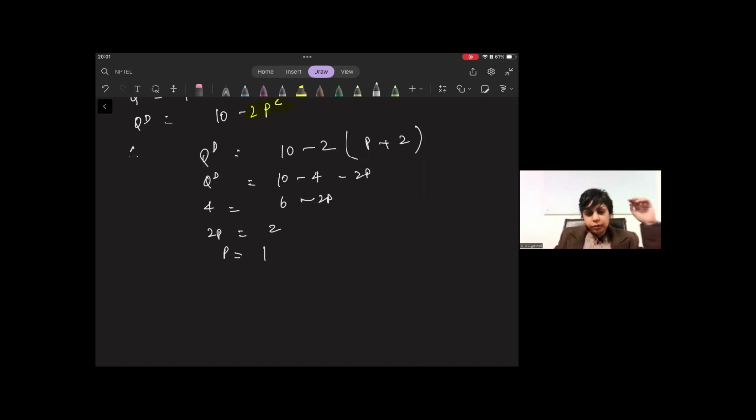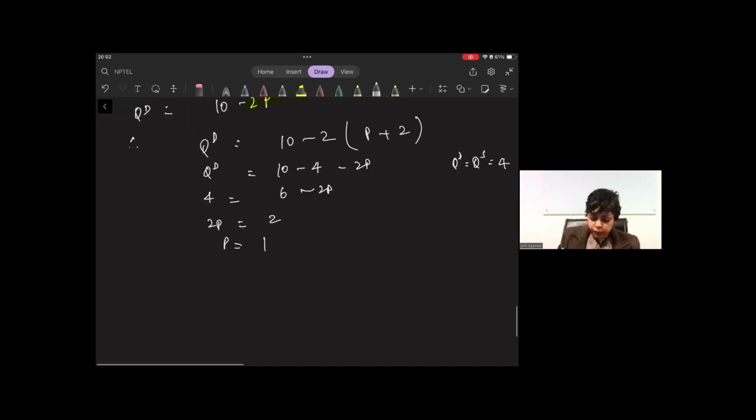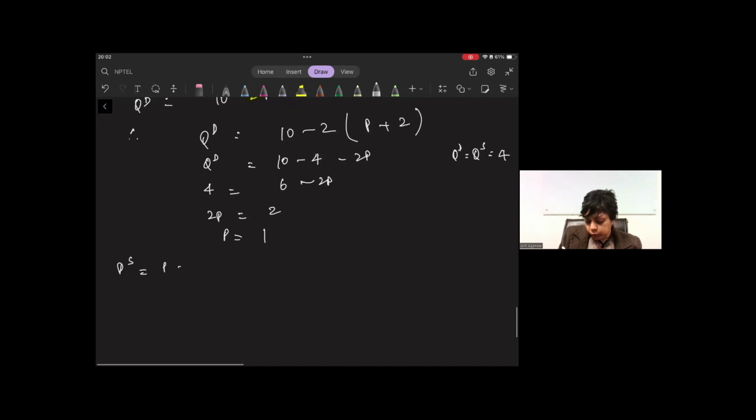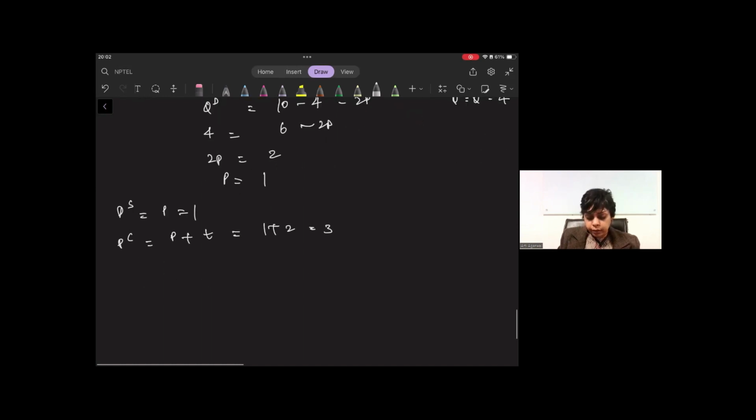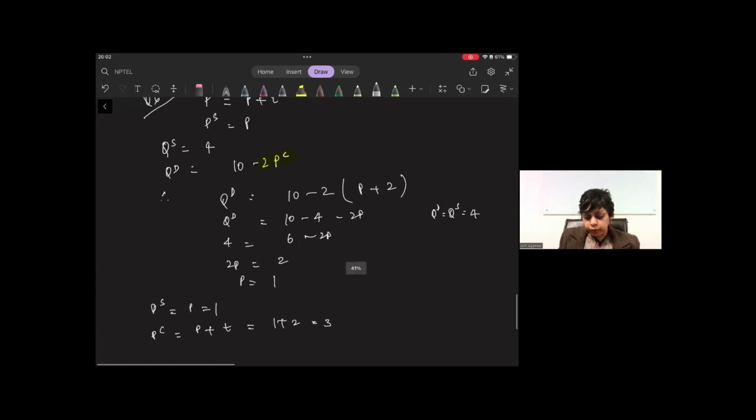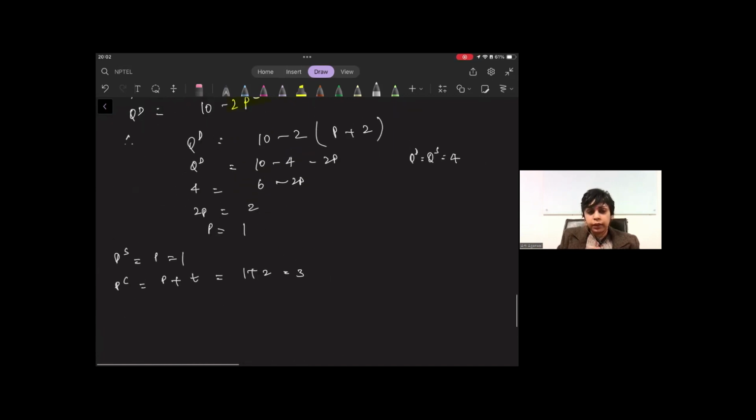Just follow what's on the screen now. You take QD equal to QS, which is 4. You plug in the values: QD is equal to 4, and from this equation, 10 minus 4 is 6 minus 2p. You get the answer p equal to 1. So the price which the supplier gets is p, equal to 1. The price paid by the consumer is p plus 2, so 1 plus 2 will be 3. It's not asked in the question, but you should remember that they are two different values.